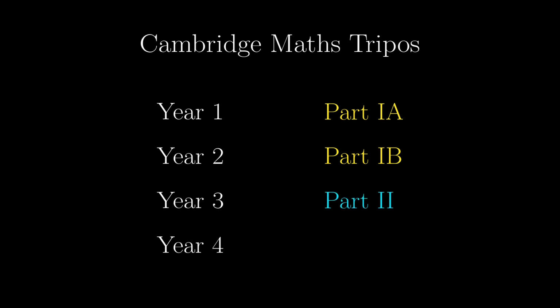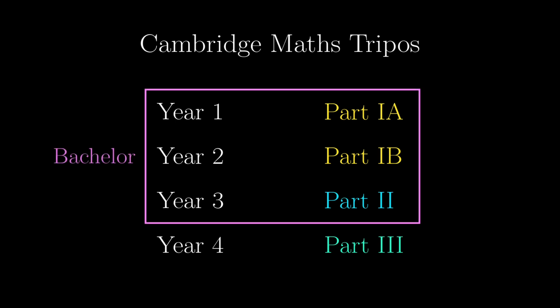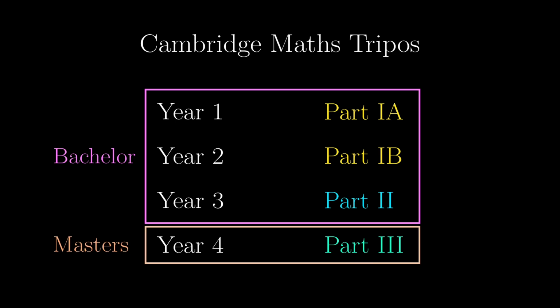And the fourth year is part 3. Weird, right? Anyway, in the British education system, most bachelor's degrees are only 3 years as opposed to America's 4 years. This means that the fourth year is actually optional and will lead to a master's degree. This fourth year is where I'm at right now.